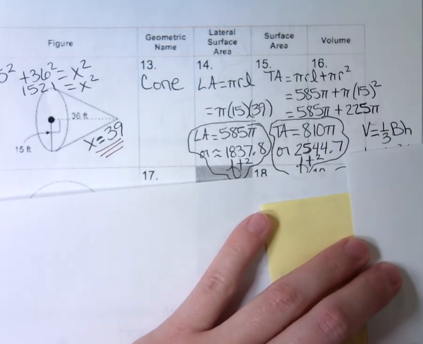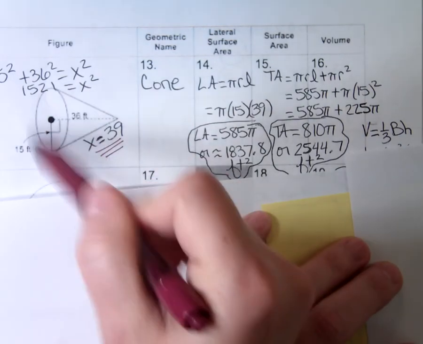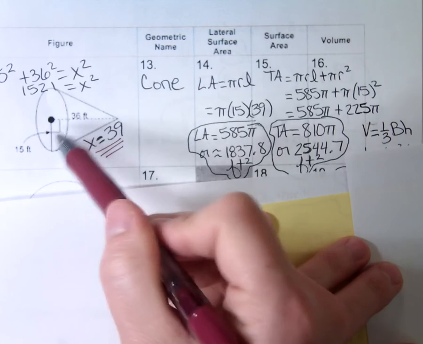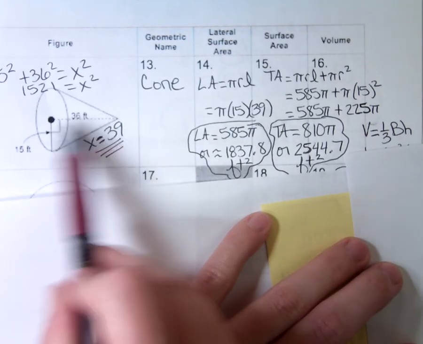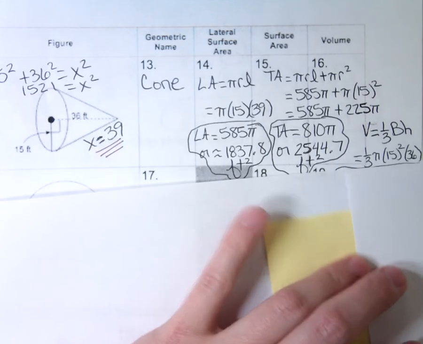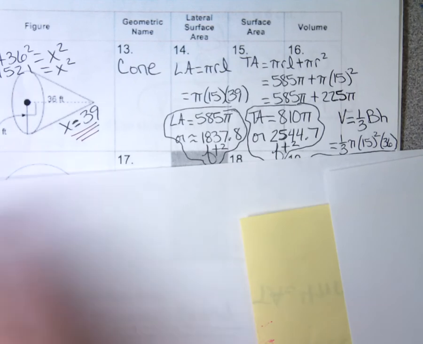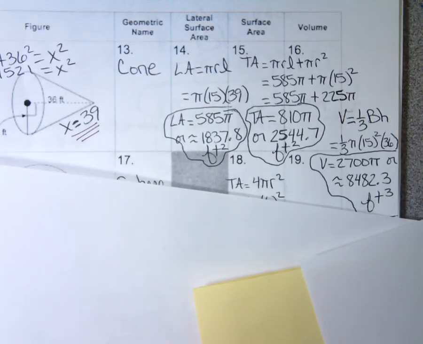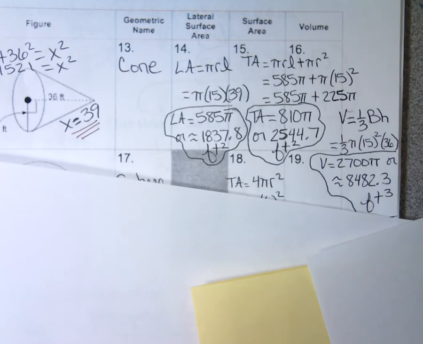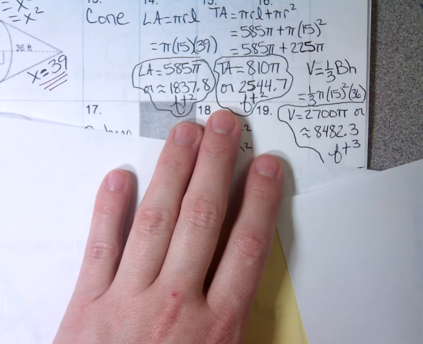All right, volume is 1/3 area of the base times the height. And I find area of the base by taking pi r squared, so 1/3 pi times 15 squared, and the height is the 36. So 1/3 pi times 15 squared times 36, and that makes 2,700 pi, or approximately 8,482.3 cubic feet.